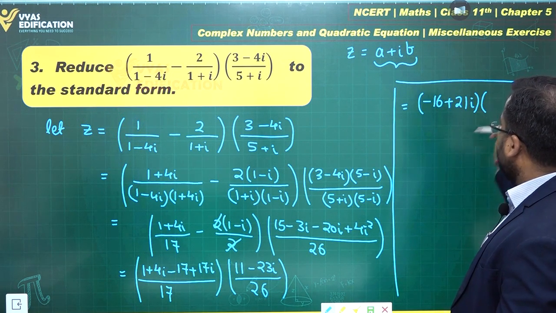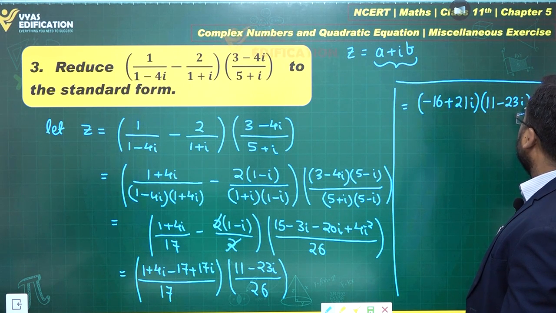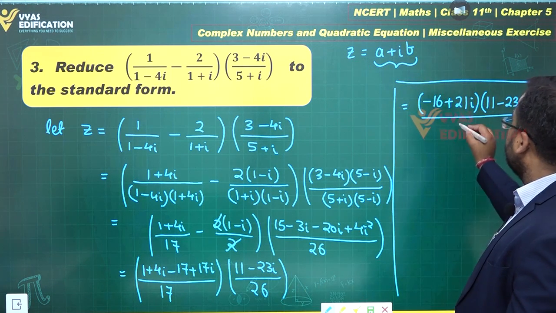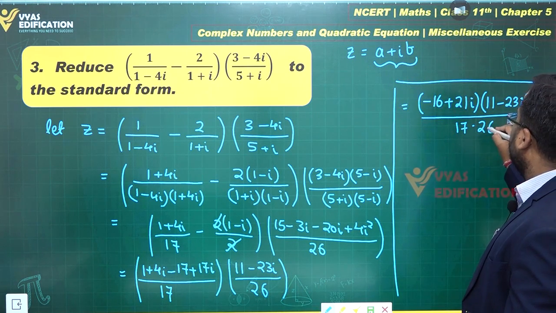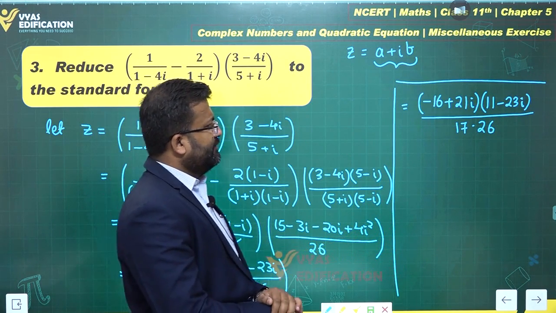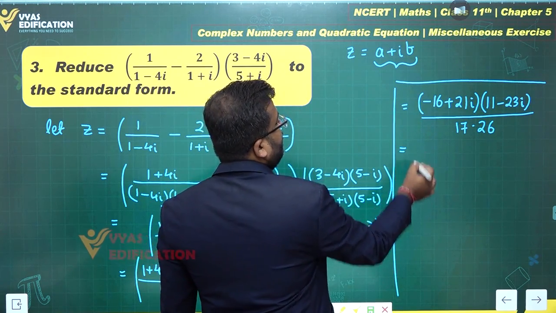Okay. And this gets multiplied with (11 minus 23i) over (17 times 26). Right? I hope that's correct. Yes. How do we do it? We simply multiply the numerator in there. Let's do it.